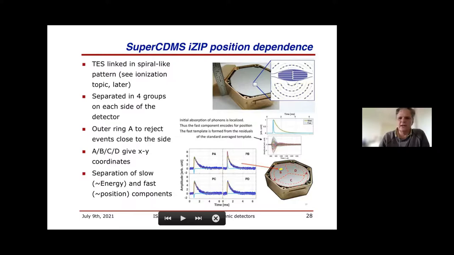And by looking at the difference between the signal in the three thirds and the guard ring here, which tags very efficiently deposits that come from the side, they can have a position dependence. They find a clear fiducial volume. So it's a more complex device, but it gives you more information.